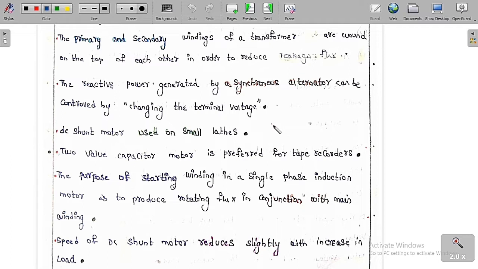Or we can say IF is going to control the EF, and EF is going to control the terminal voltage. So by this, we can control the reactive power which is required.